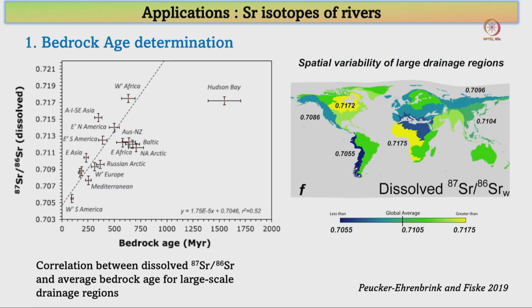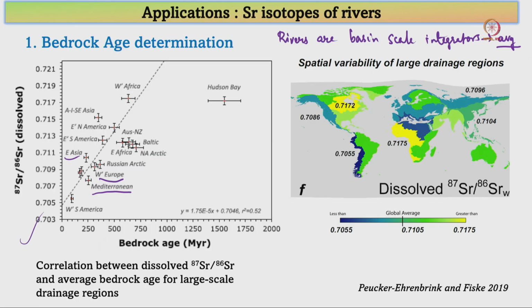This has been done for several rivers, and this plot shows the errors involved in determining the average. And again I repeat, rivers are basin scale integrators, so they give very nicely the average composition. They will give you the average composition of, say, the Mediterranean region, or of Western Europe, or of East Asia. What is the value? We have such values that have been calculated from the 87 strontium by 86 strontium data.